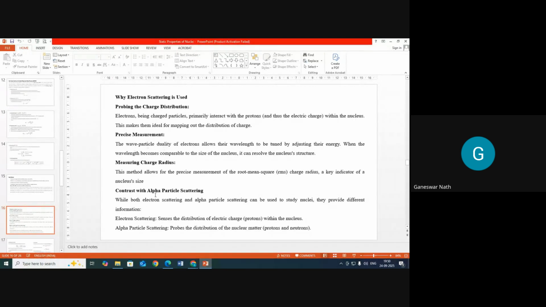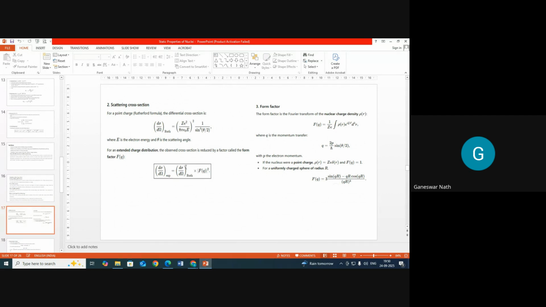Then measuring the charge radius is another factor which helps to determine the size of the nucleus by the scattering method, in contrast to alpha particle scattering, which I already told you about in the beginning. These are the factors responsible for determining the size of the nucleus by the scattering method. That is why the scattering method is more vital compared to others. Now we can go to the scattering cross section. For a point charge we use Rutherford's formula, which you already know.